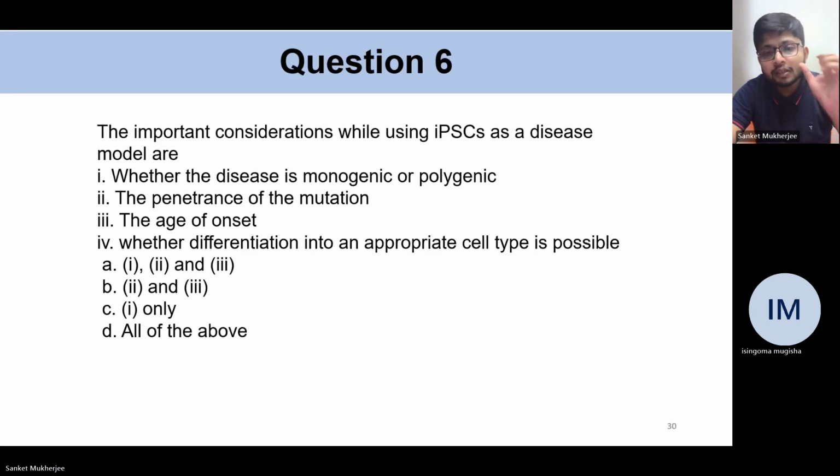So let's come to the next question. The important considerations while using iPSCs as a disease model are: one, whether the disease is a monogenic or polygenic disease; two, the penetrance of the mutations; three, the age of onset; or four, whether differentiation into an appropriate cell type is possible. So will it be A, 1, 2, and 3; B, 2 and 3; C, 1 only; or D, all of the above? I'll give you a minute to think on this and then we'll discuss the answer.